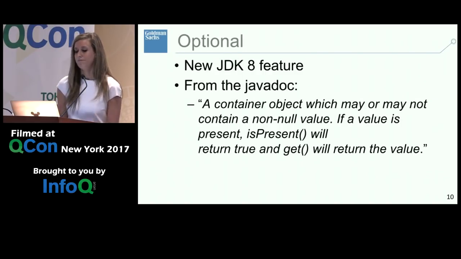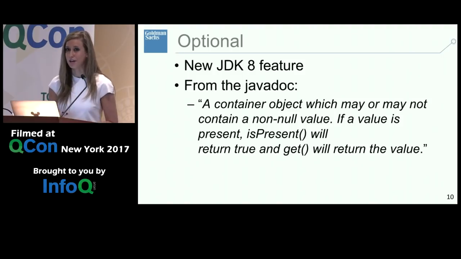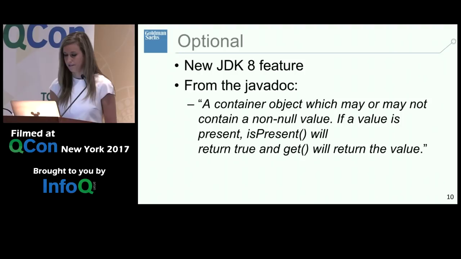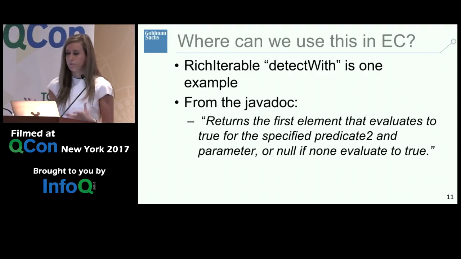So back to Optional. It is a new JDK feature for those of you who don't know, and directly from the Javadoc, it's a container object which may or may not contain a non-null value. If a value is present, isPresent will return true, and get will return the value. So basically, it's a way for you to avoid null pointer exceptions. It's a way for you to wrap your objects, so you can check beforehand if they're null or not. So it saves you a lot of those nasty errors. So we think this is great.